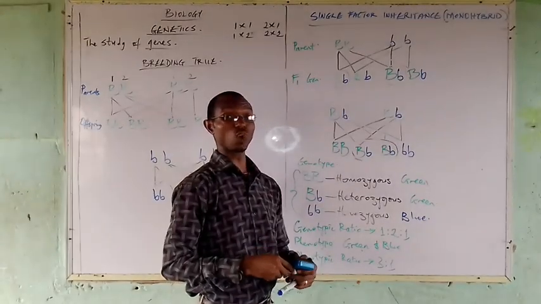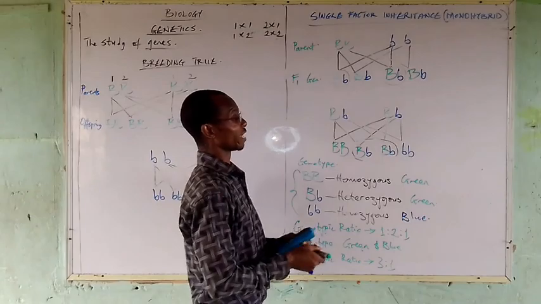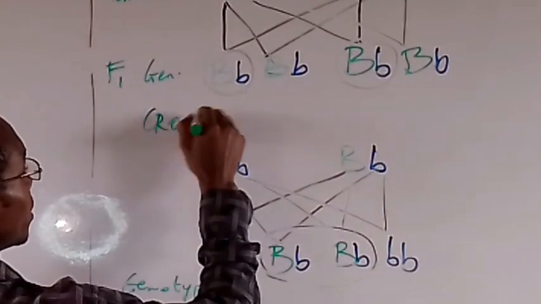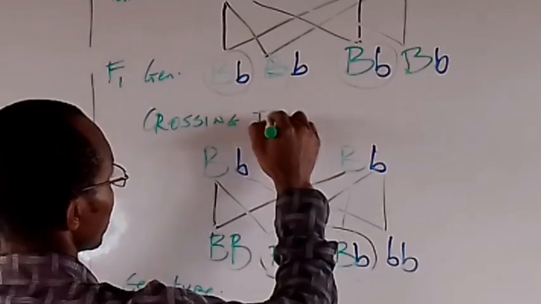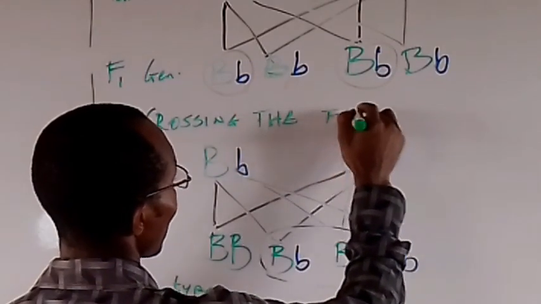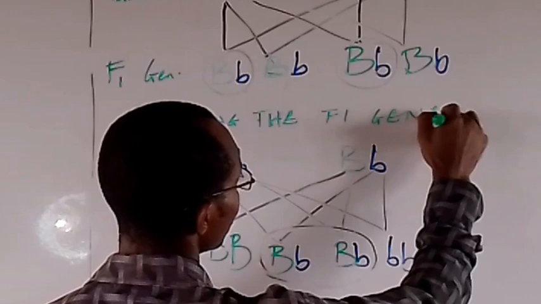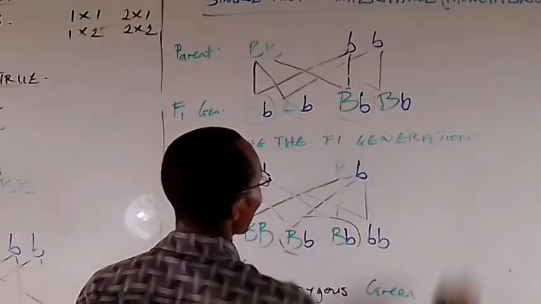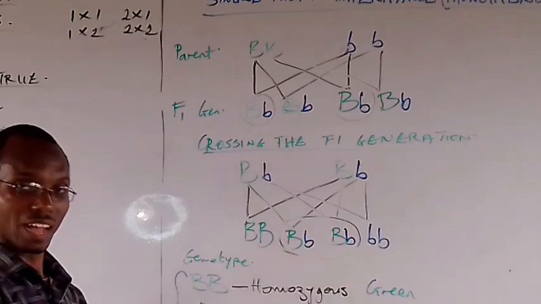So basically that is what the crossing of the F1 generation gives. So when we cross the F1 generation, that is basically what we will be having.